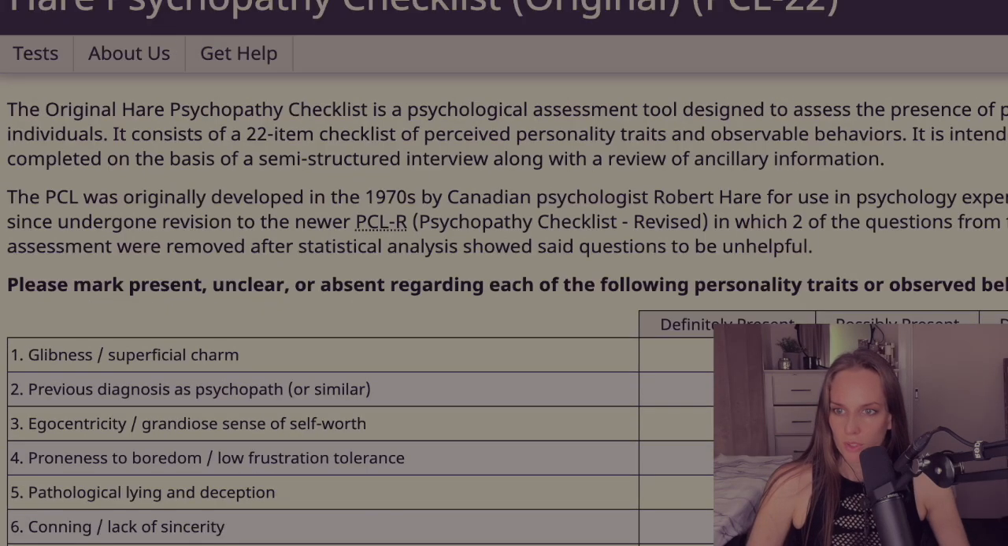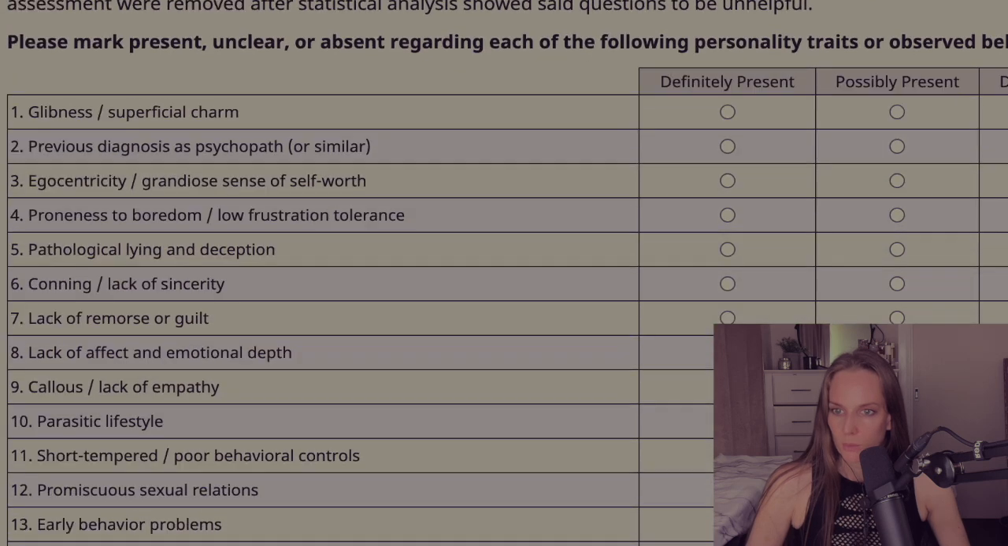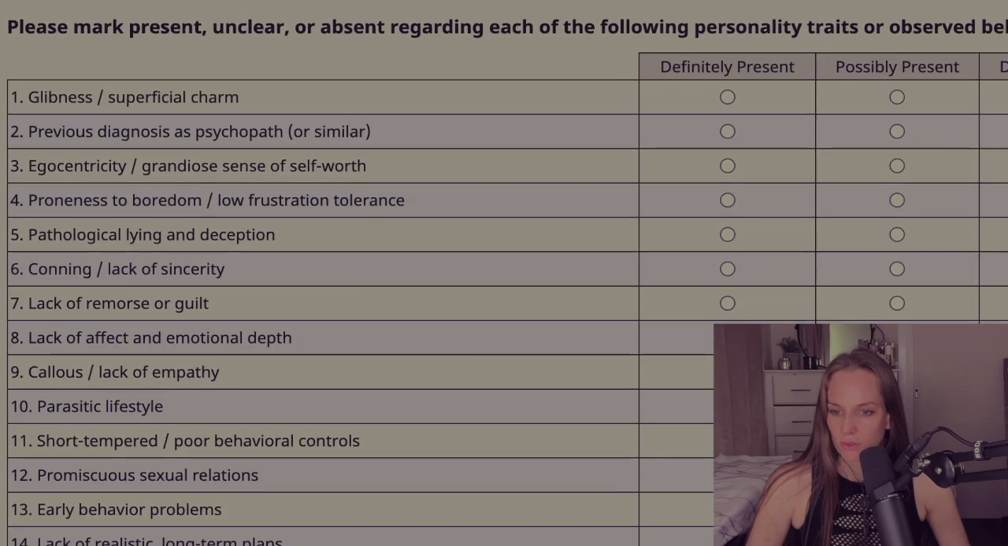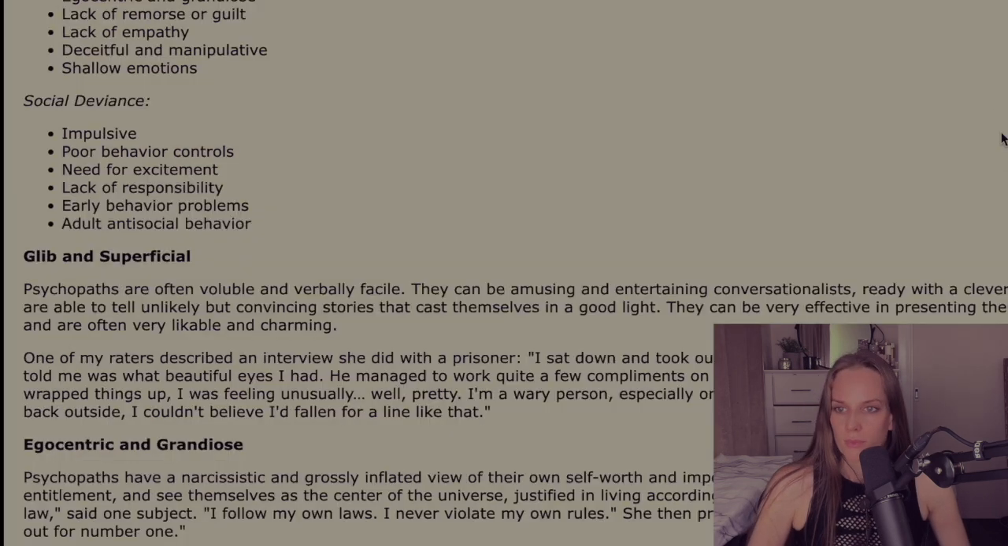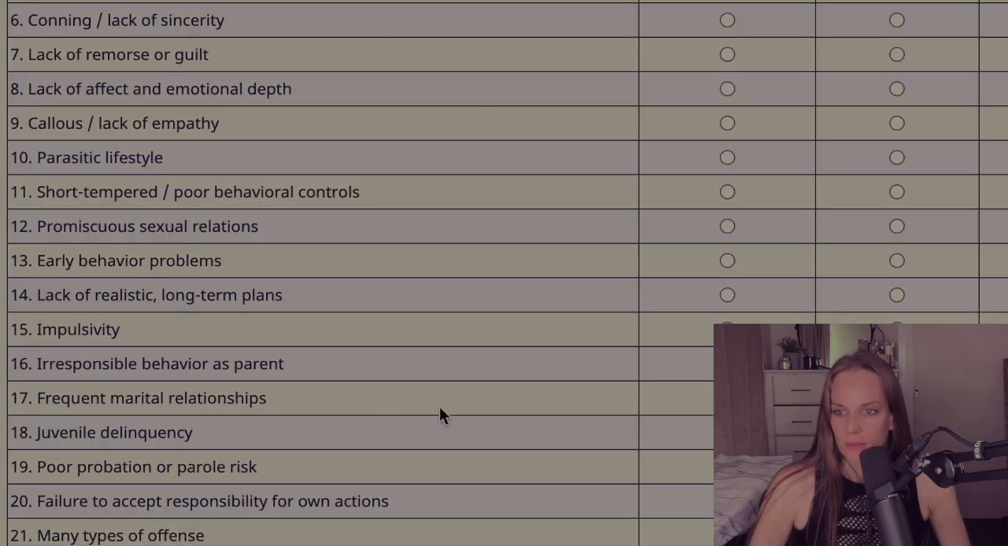I found this website, which I'll link in the description, where you can take the test and it marks your score at the end. This is the original checklist. The more modern versions only contain 20 items for a possible score of 40, which is known as the PCL-R, R for revised. And I'll also refer to this website from Robert Hare, which explains some of the items in a bit more depth. As you can see, the test itself doesn't contain much detail.